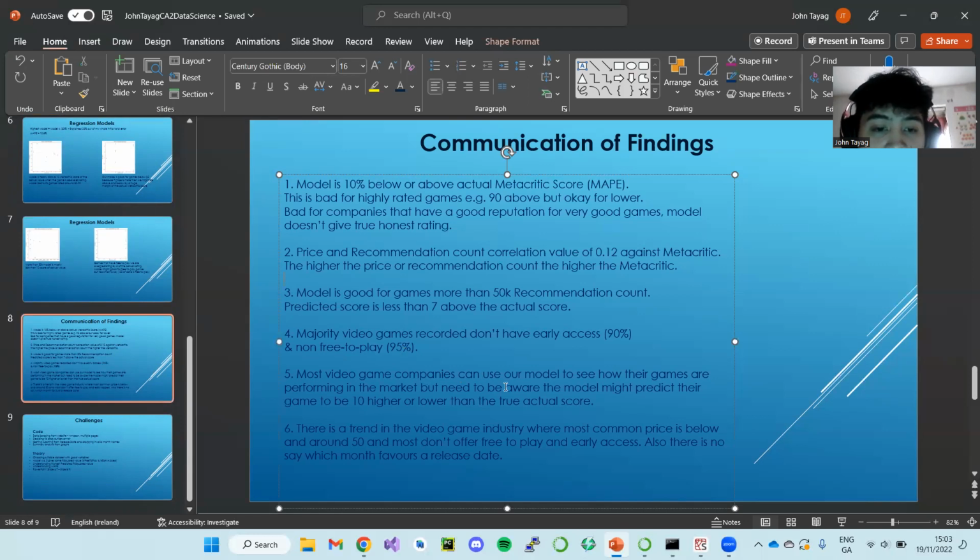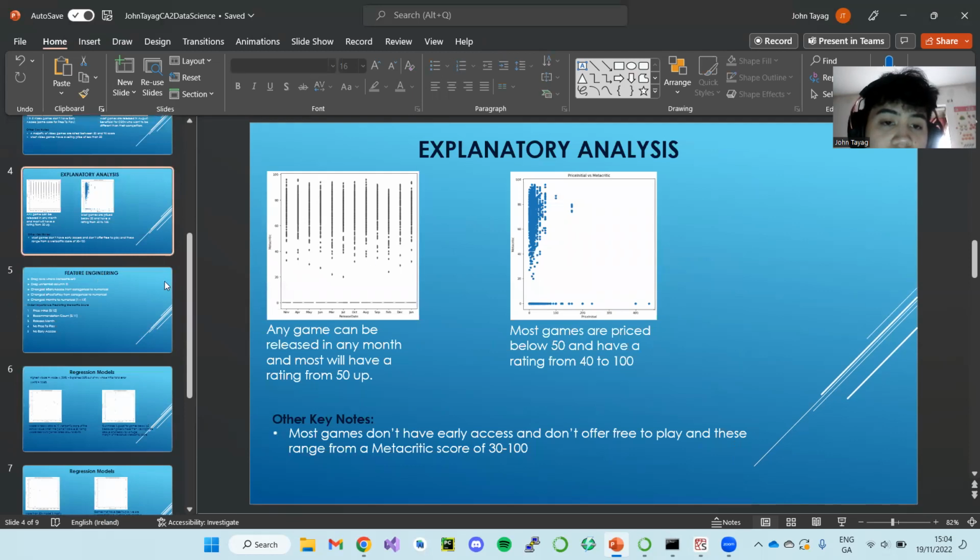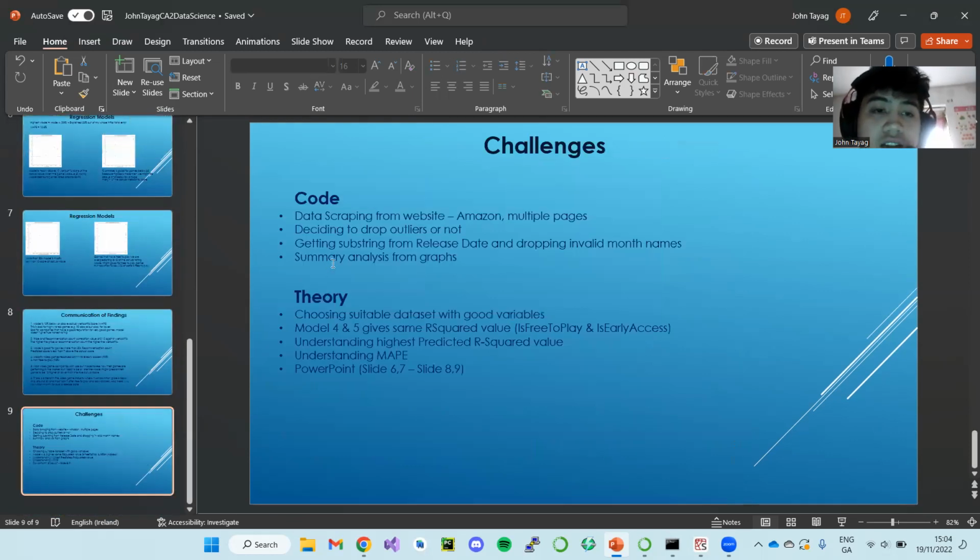The majority of video games recorded don't have early access, 90%, and don't have free to play, which is 95%. Now, most video game companies can use our model to see how their games are performing in the market, but they need to be aware that our model might be predicting 10 higher or lower than the true actual score of their game. There's a trend in the video game industry where the most common price is below or around 50. And as a video gamer myself, I know that's true. And most don't offer free to play, which makes sense, and don't have early access. Also, there's no saying which month favors a release date, as the games are equally distributed along the months.